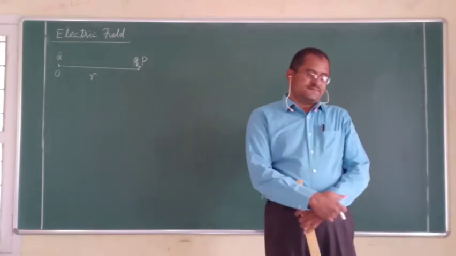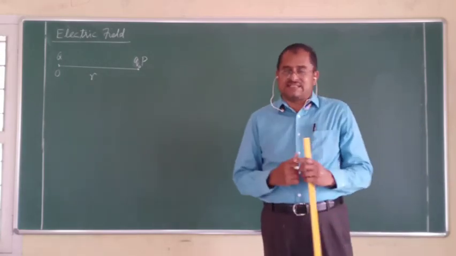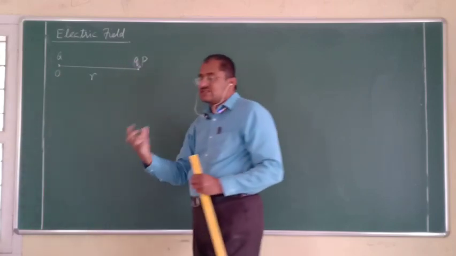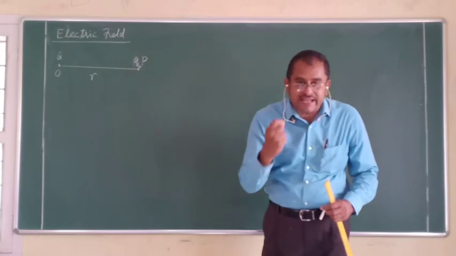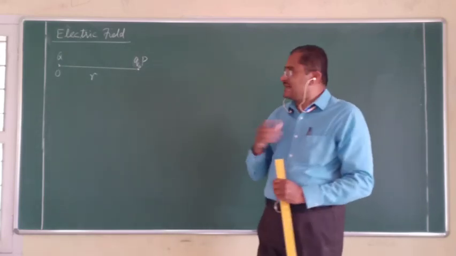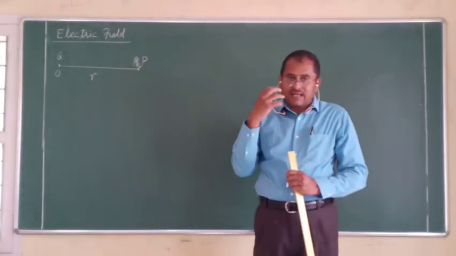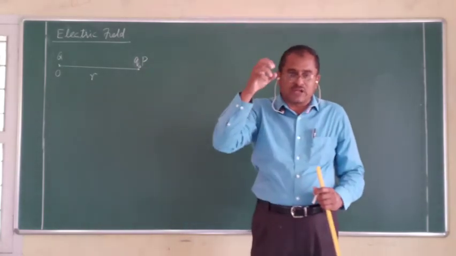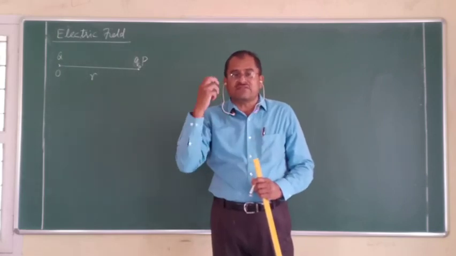What does it mean? It signifies that in the space surrounding this charge, the point charge Q is producing a field. That field, I call it as electric field. And therefore, when a charge Q naught is placed at the point P, it is experiencing an electric force.